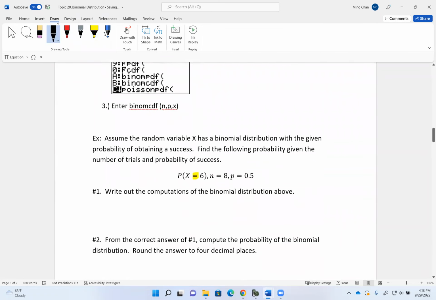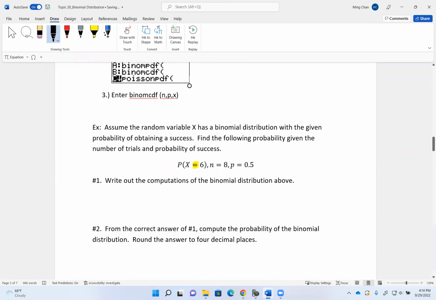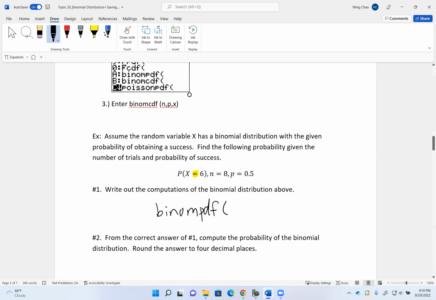For this binomial distribution involving the equal sign, I'm going to write out what I'm going to put in the calculator. I'm going to pick binomial PDF, probability density function. Inside the parentheses, n is 8, 8 trials, p is the probability of success, which is 0.5, comma, and x, the number of successes, is 6.